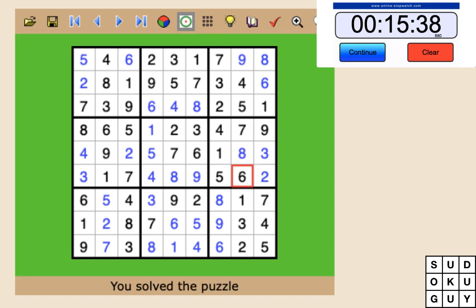15.38. That it was indeed faster than last time. Last time was 17:51. 15.38 is faster. We did it.